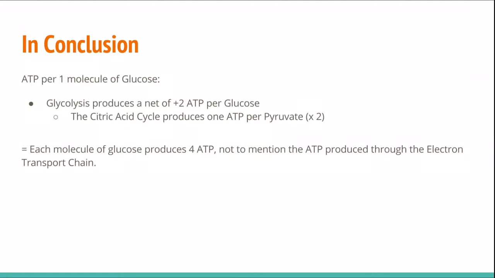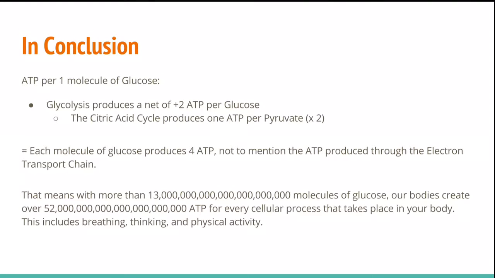In conclusion, one molecule of glucose produces 4 ATP, not to mention the ATP also produced for the electron transport chain. That means with more than 13 sextillion molecules of glucose, our bodies create over 52 sextillion ATP for every cellular process that takes place in your body. This includes breathing, thinking, and physical activity.